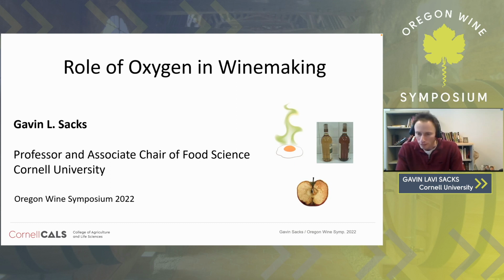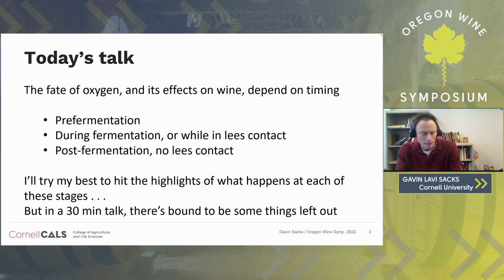Thank you to the organizers of the Oregon Wine Symposium for inviting me to speak this year on oxygen and winemaking. There's a lot that happens with oxygen in wine, so this talk is not going to be, out of necessity, fully comprehensive. Instead, I'm going to try to hit some highlights of what I see as the three main stages: pre-fermentation, during fermentation, or while the wine is still in contact with lees, and then finally post-fermentation, once the wine is no longer in contact with lees.